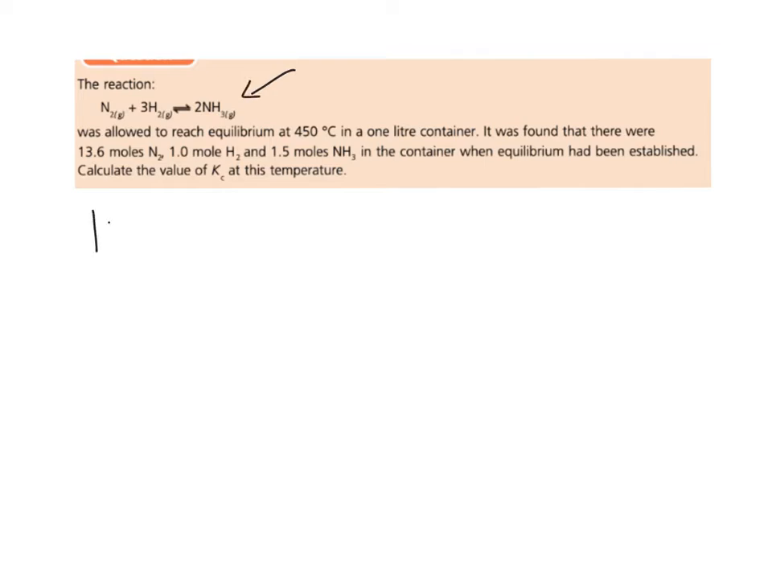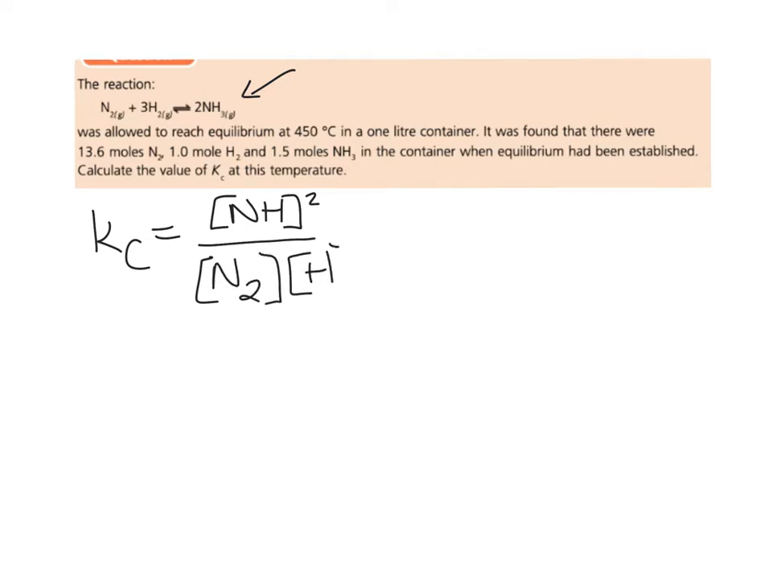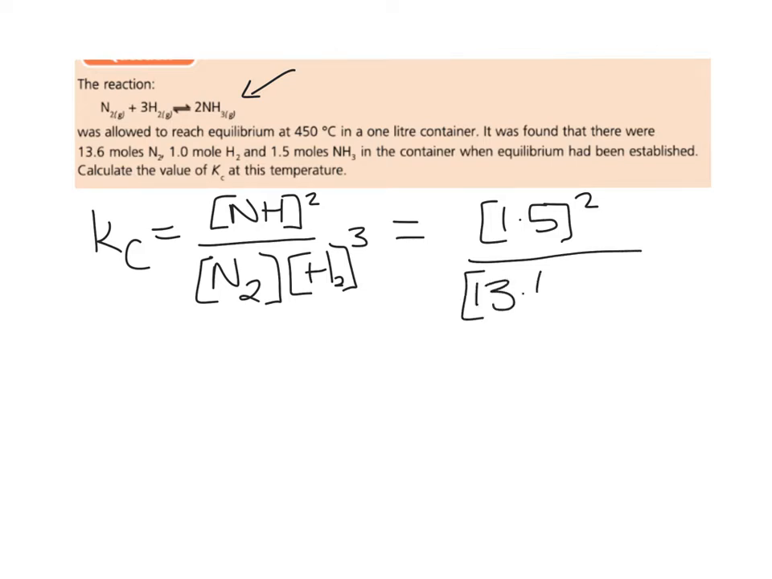So when I start my Kc calculations, I always write them out as if I don't know the numbers. So my products go on top, so I have my ammonia and there's a 2 in front of that, so that becomes the power. My reactants go on the bottom, so I have my nitrogen and then I have my hydrogen, but my hydrogen is cubed. And then I fill in the numbers for each of these guys, so I end up having 1.5 moles on the top, all to be squared, all over 13.6 moles where nitrogen should be, and then 1 mole all to be cubed where the hydrogen should be.